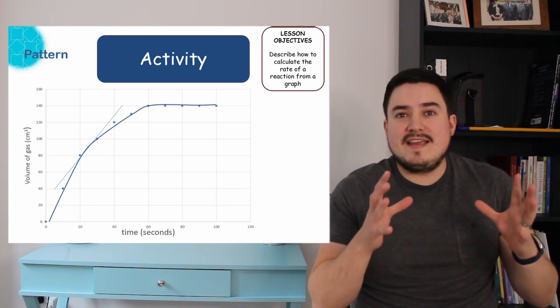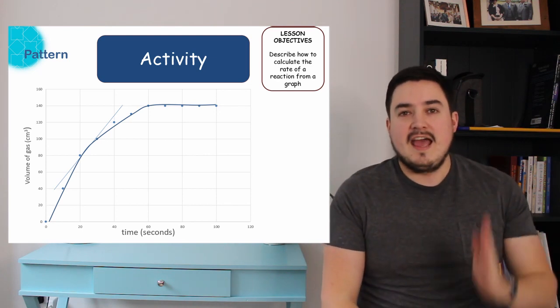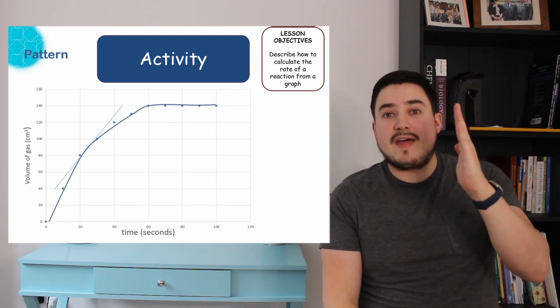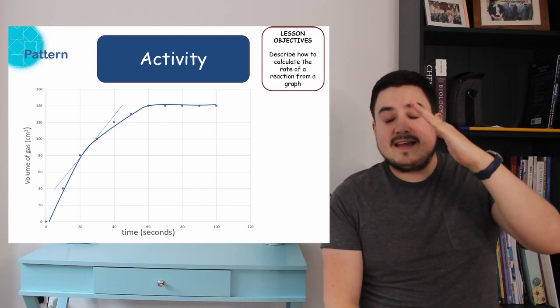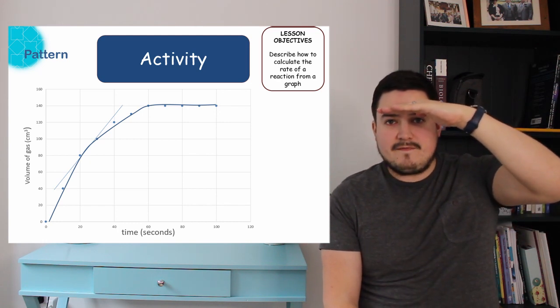There will be the most of these at the beginning, so most collisions happening, so the quickest reaction at the start here. As those reactants get used up, the reaction's going to slowly slow down, and we'll know that by the steepness of our graph getting less steep and less steep, till eventually the reaction finishes and we end up with a flat line.